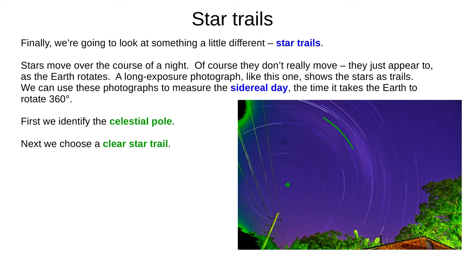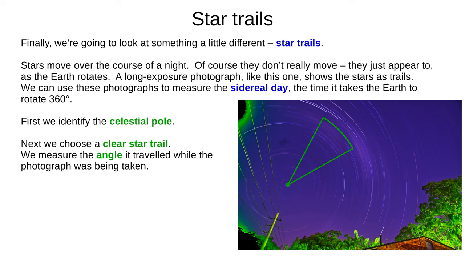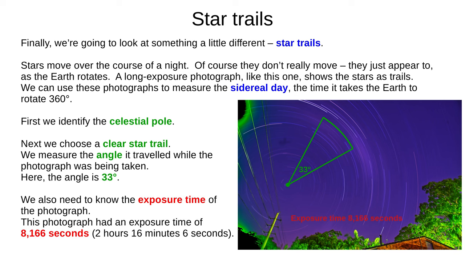Next, choose a clear star trail, one not obscured by clouds or the landscape. Measure the angle the star travelled while the photo was being taken. In this case, the angle is 33 degrees. We also need to know the exposure time of the photograph. For digital photos, this should be recorded in the file properties of the photo. In this case, the exposure time is 2 hours, 16 minutes and 6 seconds. It's easiest if we convert this to seconds. So here, it's 8,166 seconds.